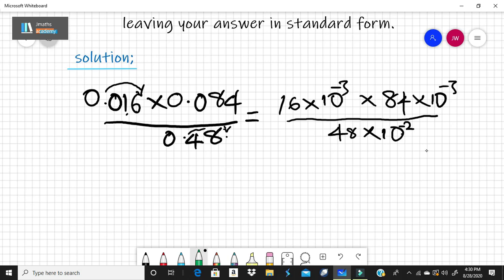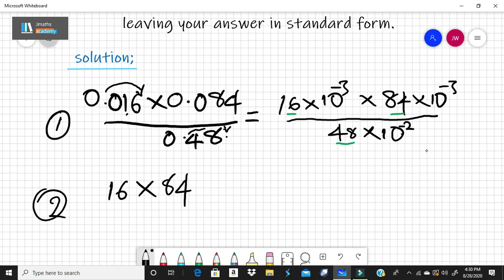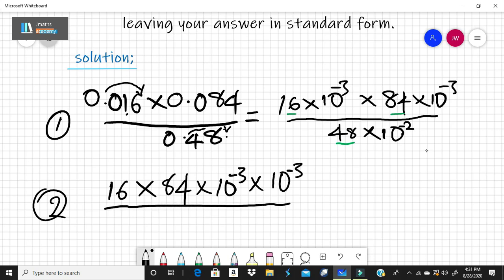We express these numbers into whole numbers because we are supposed to be working without the use of a calculator. So this is our first step. Our next step, we collect like terms. So we have here 16 multiplied by 84 multiplied by 10 raised to the power of minus 3 multiplied by 10 raised to the power of minus 3, all over 48 multiplied by 10 raised to the power of minus 2.